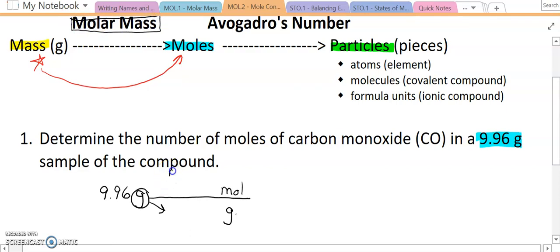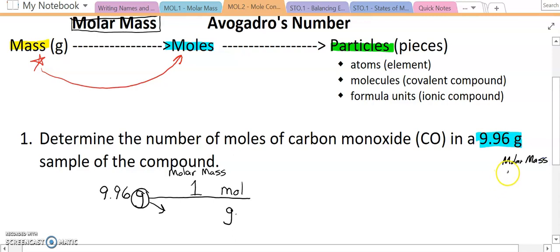In fact, if I take a look at my molar mass, the molar mass is going to be the mass in 1 mole of any substance. And that means I can put the number 1 in front of mole, because molar mass is in 1 mole of any substance. So I'm going to go to my periodic table to find my molar mass.